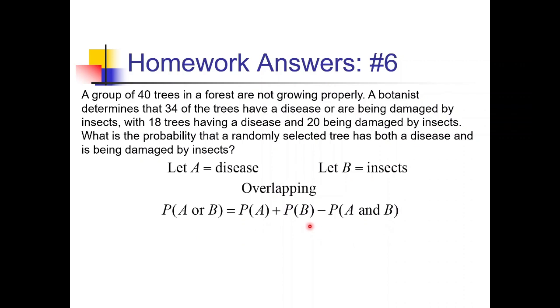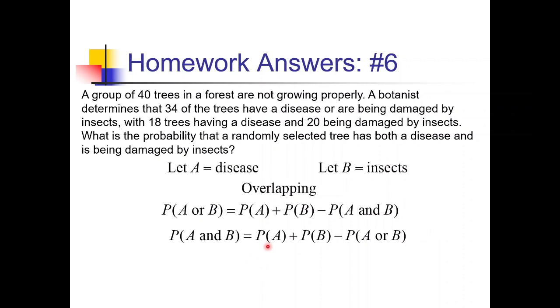But now, since we're looking for the overlapping piece and not the OR piece, we're going to rearrange this to get P of A and B by itself. So I'll add P of A and B over to the left side, subtract P of A or B over to the right side, so basically switching those. And now I have a formula that's going to tell me exactly what I want to know with the information that I have.